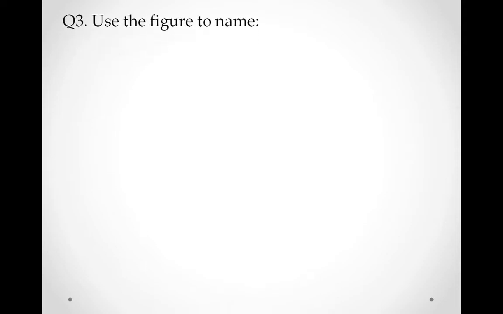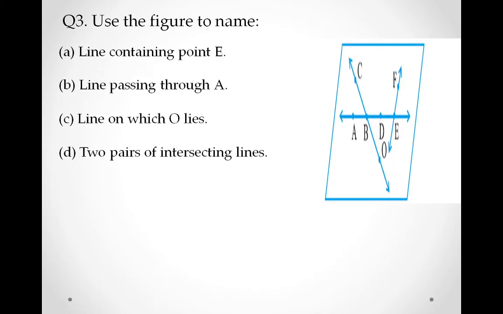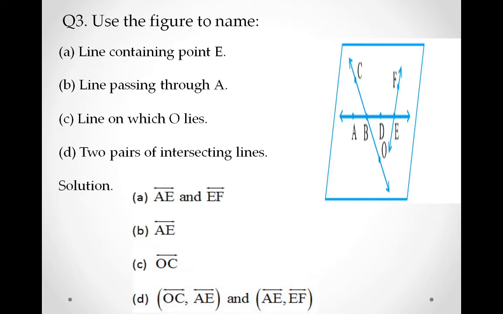Question 3, use the figure to name: the line containing point E, the line passing through A, the line on which O lies, and 2 pairs of intersecting lines. Now look at here, this is the solution. Line containing point E. So this is point E. Now we have to write the names of lines which have the point E. So we can write line AE and line EF, both lines having point E.